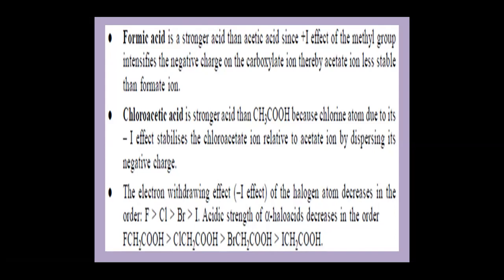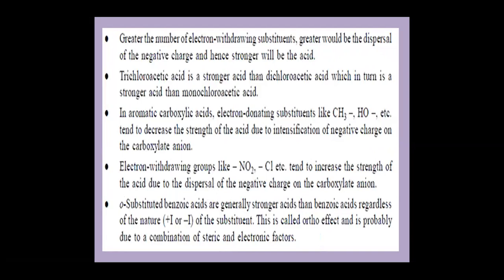The electron withdrawing effect of the halogen atom decreases in the order fluorine, chlorine, bromine, iodine. The acidic strength of alpha haloacids decreases in the order: monofluoroacetic acid is more acidic than monochloroacetic acid. Monochloroacetic acid is more acidic than monobromoacetic acid. Monobromoacetic acid is more acidic than monoiodoacetic acid.